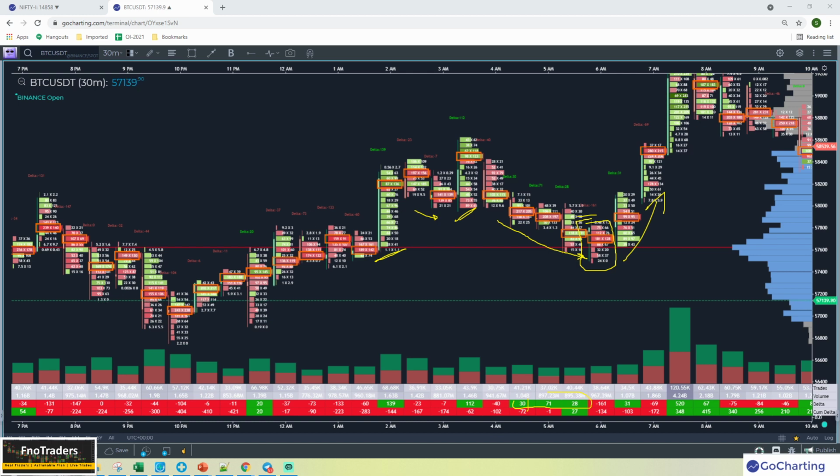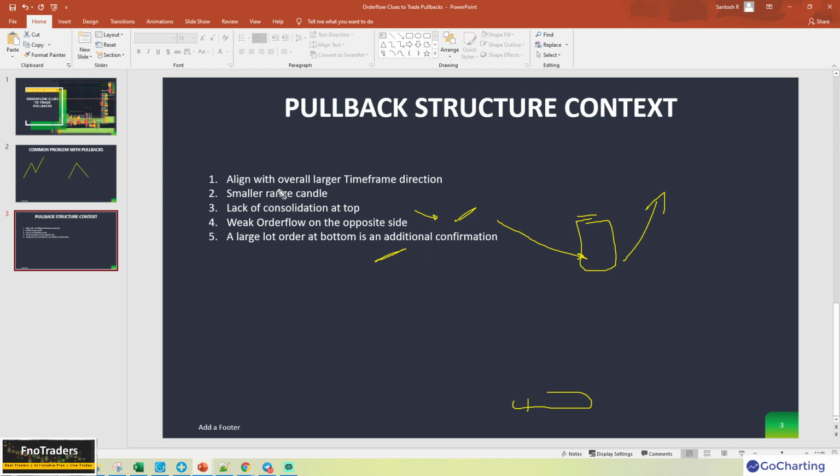As I said, I'll quickly recap those clues again. One, align with the overall larger time frame trend, so you're still looking for a directional pullback in the overall trend. You're looking for small range candles, so when your pullback candles are not wide range candles. You're looking to see that there is not much consolidation at the top, but rather a little bit of a corrective wave. And then we are looking for a weak order flow on the opposite side, which is on the downside. They're relatively weak. It's all relative in this case, relative based on the day, relative based on the instrument. And then you're looking for a large lot order if it is available at the bottom, and large lot orders are a very strong confirmation.